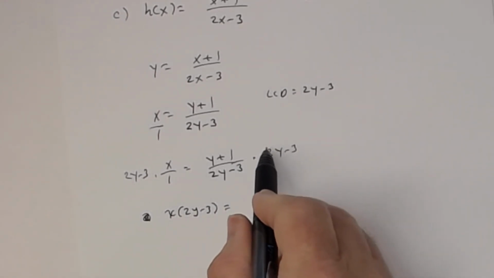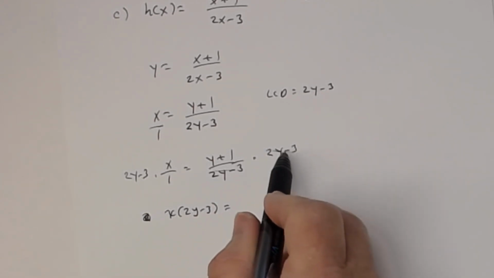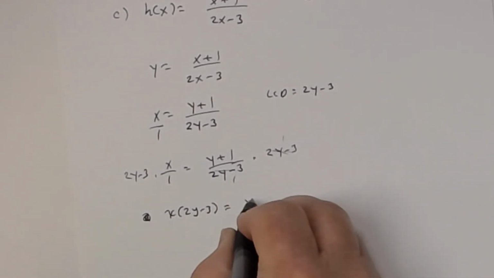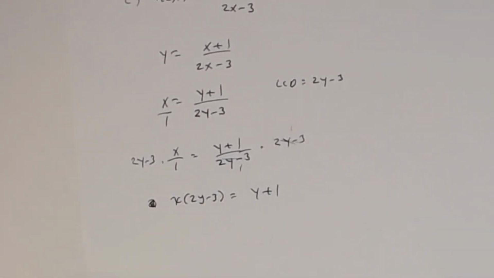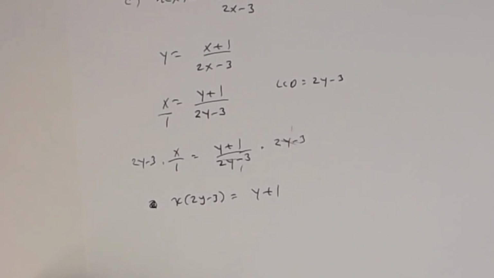Now on this side, notice that the factors 2y minus 3 divide out, so you're left with y plus 1. All right, so that's where we're at. Now remember, at some point you have to solve for y. Notice though that you have y's on both sides of the equation. So what we're going to do next is distribute the x, and we can get rid of that parentheses. I'm using the distributive property.